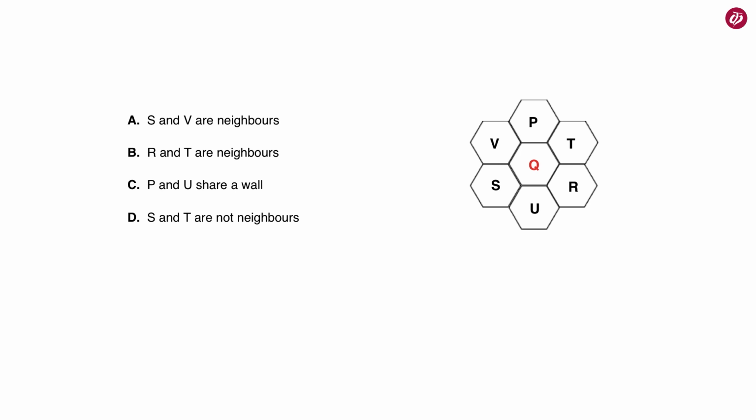Option B states R and T are neighbors. If you see in the figure, R and T are neighbors. Hence this statement is also correct. Moving on to option C, P and U share a wall, which is false. According to the figure, it is not possible. Option D states S and T are not neighbors. If you look at the figure, S and T do not share any wall, hence they are not neighbors. So from the given figure and the given statements, it is clear that options A, B and D are correct and option C is not the correct option.